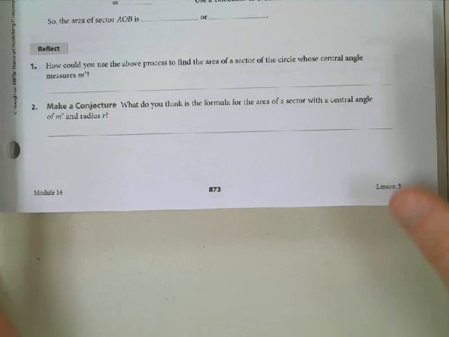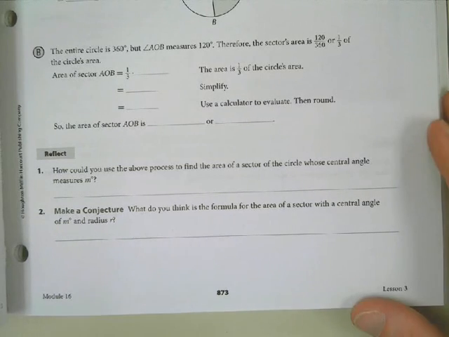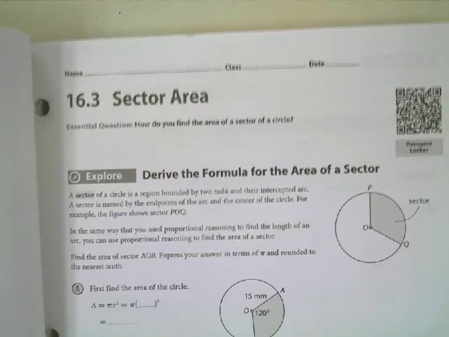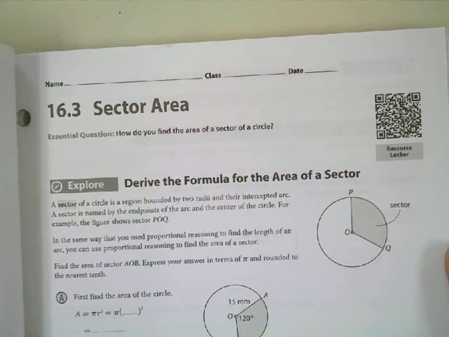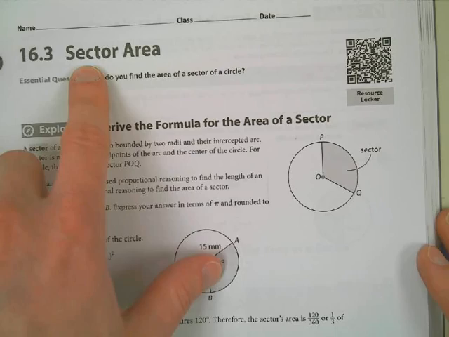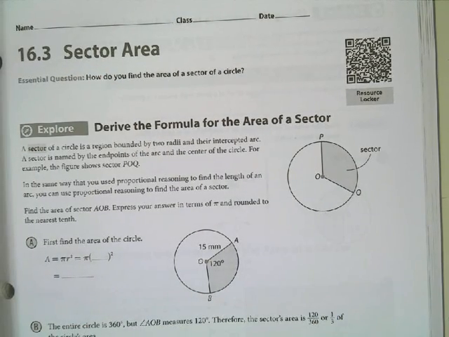All right, so the one little new thing that I wanted to go over, and it's not really new, it's just an extension from what we did yesterday, all right? Again, on page 873, sector area. Yesterday, we took fractions of the circumference, right? So we found arc length.